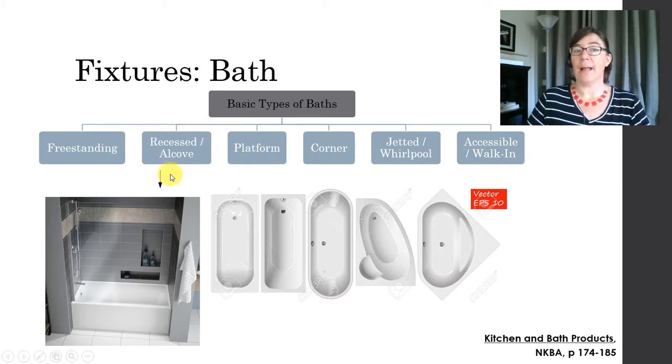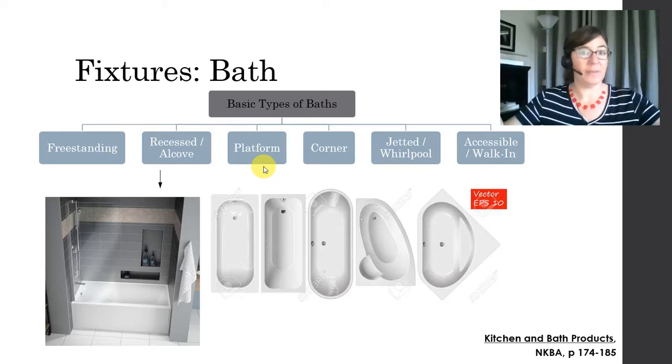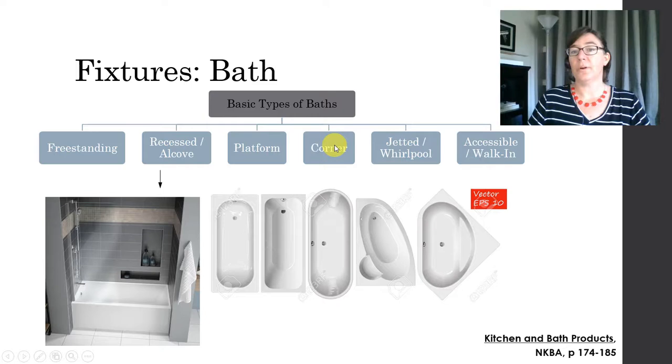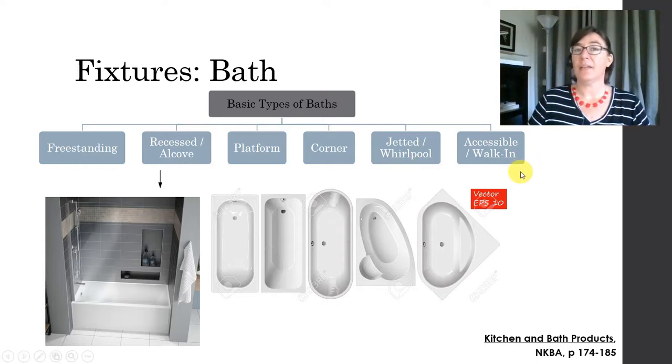They can be recessed or alcove, which is a common installation, and here's a picture of one where it's got a wall along three sides. You can have a platform bathtub, in which you have a flat platform and the bathtub sits into it. A corner bathtub, here's an example of a corner bathtub. I don't know if you can see that, but the wall would be here and this would stick out. Any of these types and sizes of bathtubs could be jetted or whirlpool. And finally, there are some bathtubs that are accessible or walk-in.